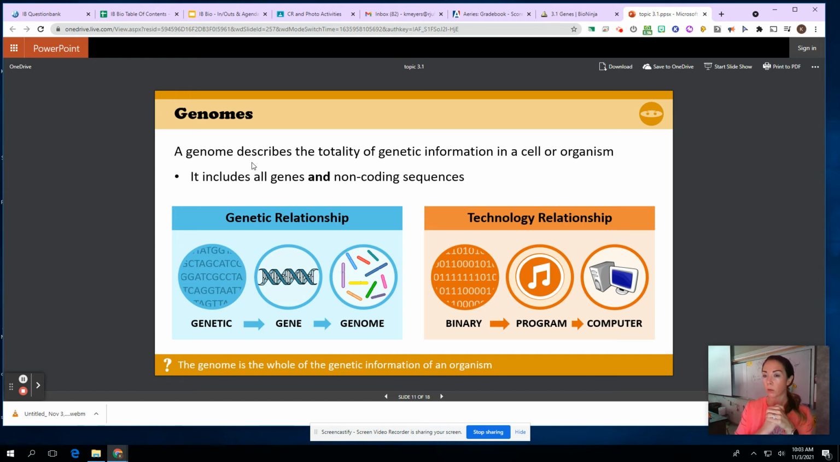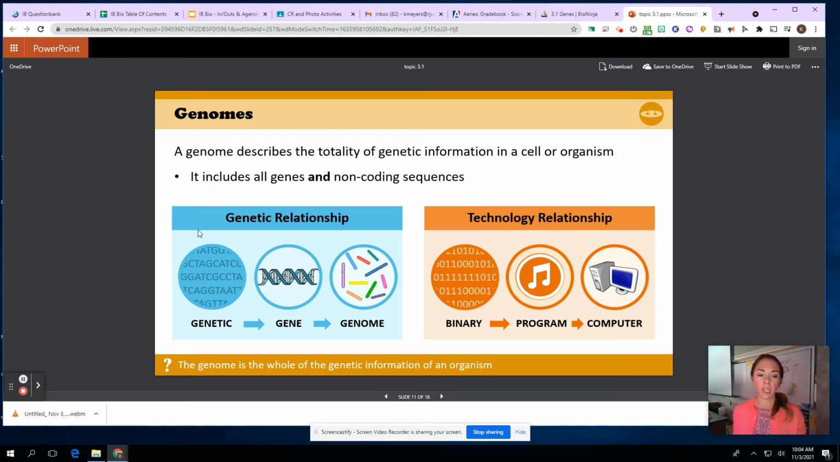Not all of them are coding sequences. They're called, loosely, junk DNA. They're non-coding. They don't code for anything specifically. However, when we're mapping out the genome, we include all of the DNA, genes and non-coding. All right.